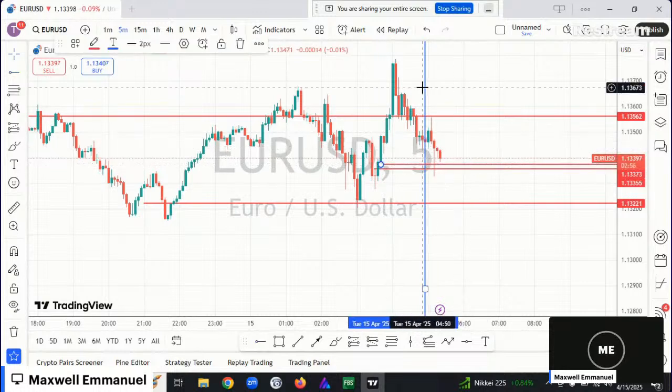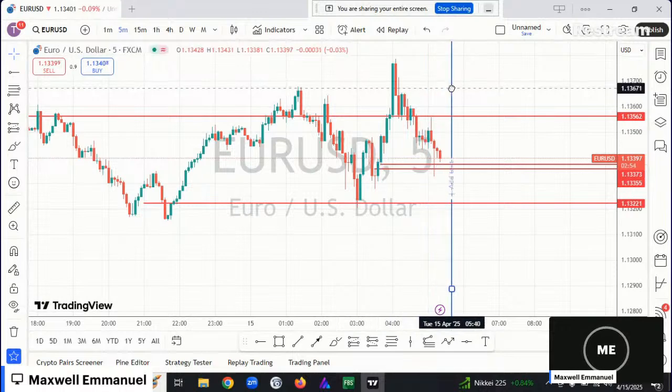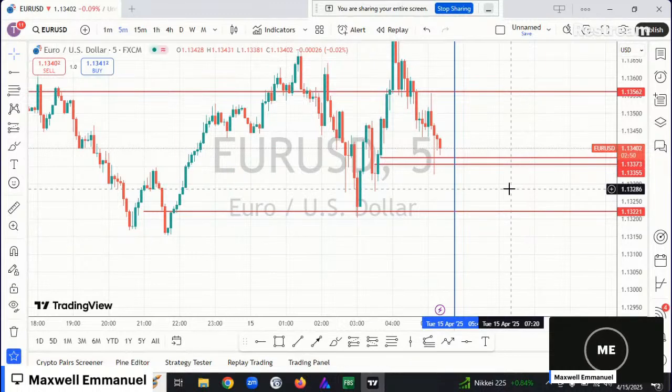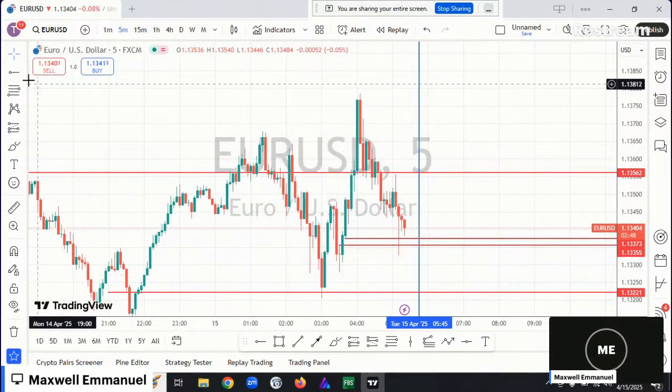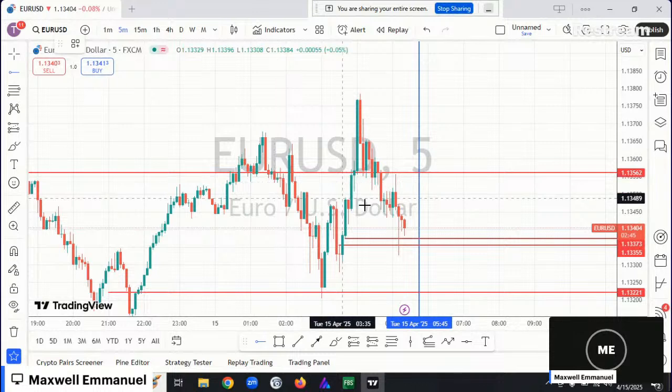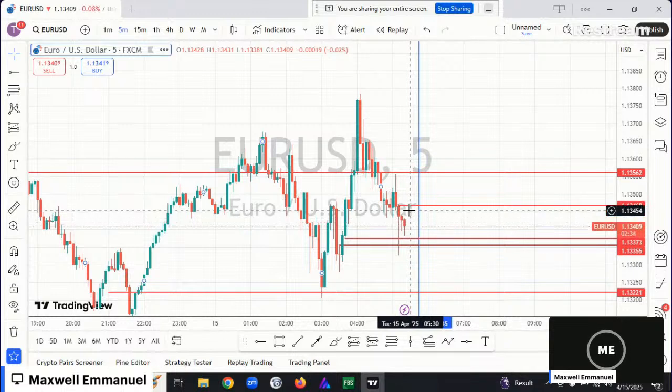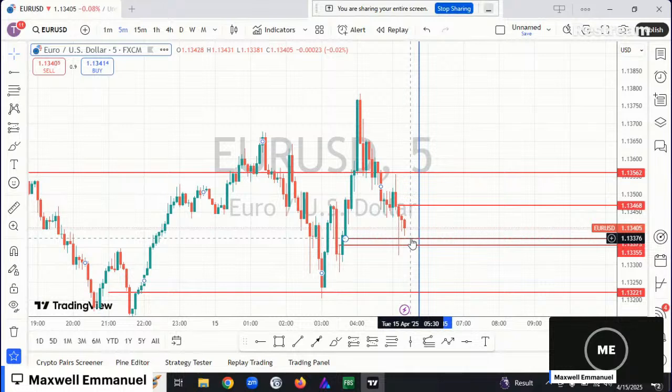So you should just wait for a bullish reversal pattern. I will be considering buying EU if a 1 hour candle closes above the high of this candle. That will be the time I'm going to buy EU. If a 1 hour candle closes above this level, I will buy EU from that zone, from that level.